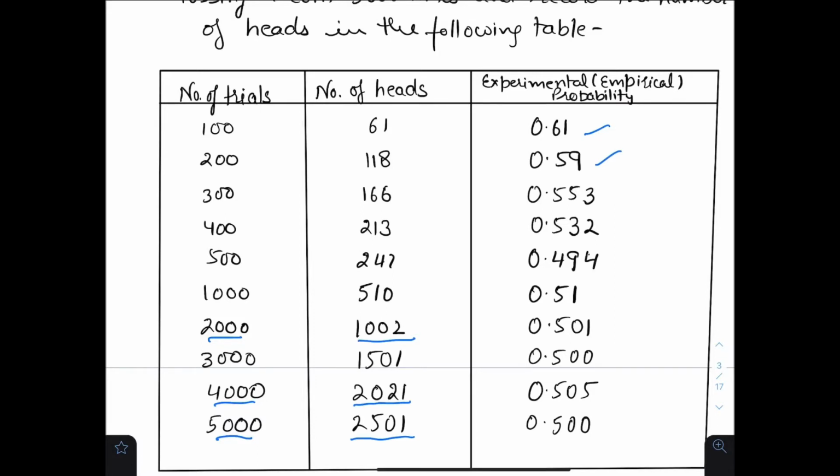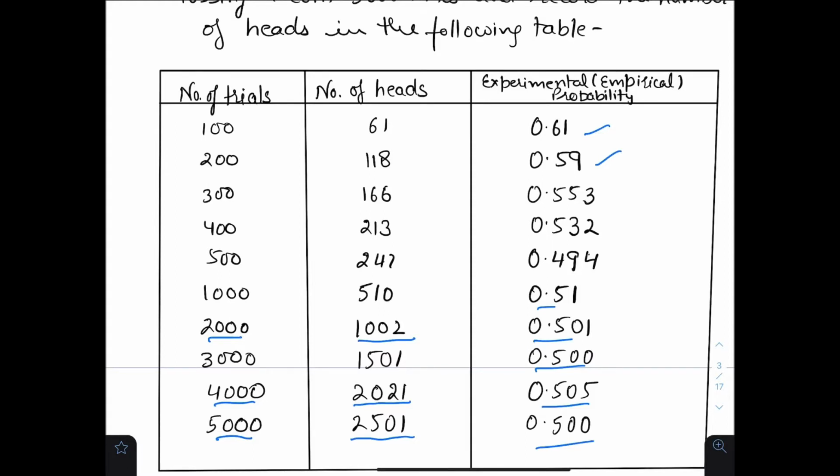So we saw that when we increase the number of experiments, like 100 times, 500 times, 2000 times and 5000 times, the probability starts coming almost the same. Clear? So we observe from the above table that in the first 100 tosses, head comes up 61 times.